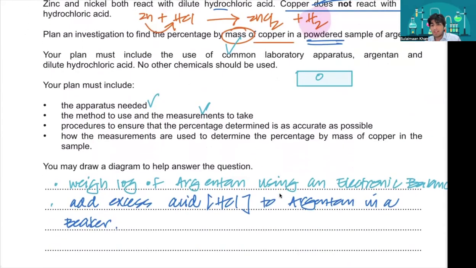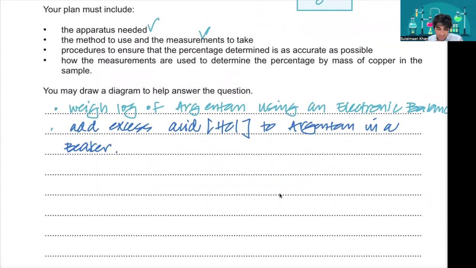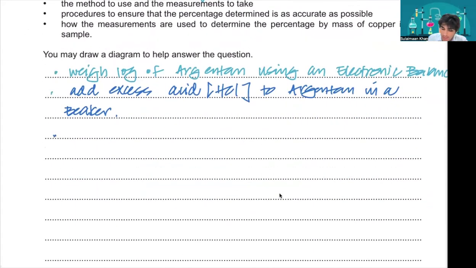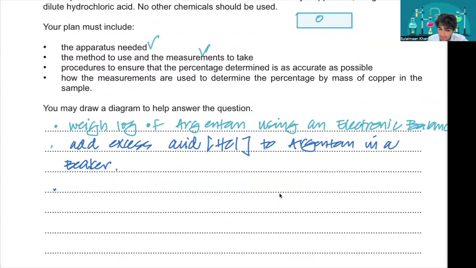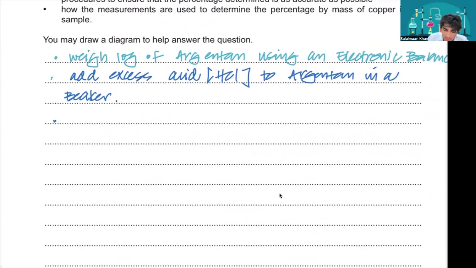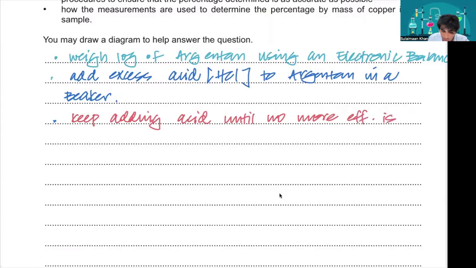Is it important to write a specific mass? Yes, Ahmad Aziz, yes. And then what am I going to do? Once the acid is added, keep on adding acid until no more effervescence is seen. This is one accuracy control. No more effervescence is observed.